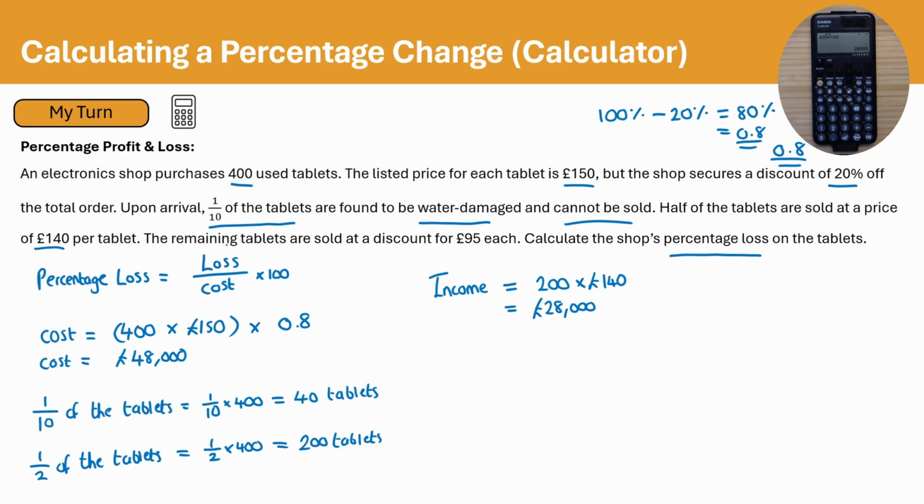The remaining tablets, so I don't know what that is, need to work that out, are sold at a discount for £95 each. Let's work out the remaining tablets. It's always good to use words in our questions. It just helps the person reading it to follow it, and it helps us as well. Remaining tablets.